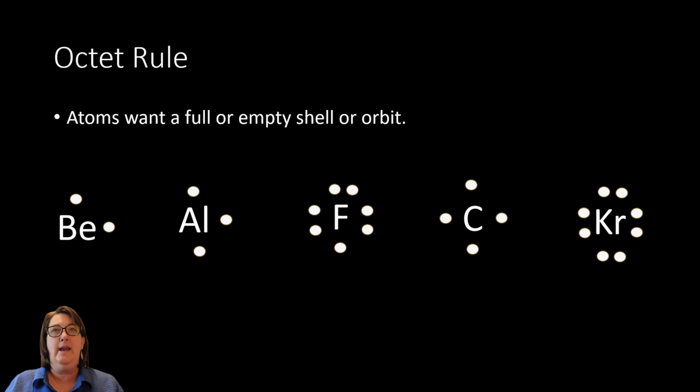Octet rule is the rule of 8. Atoms want a full or an empty shell, and 8's going to consider it full. So here I have beryllium. It has 2. It's not happy. It wants 8 or it wants 0.